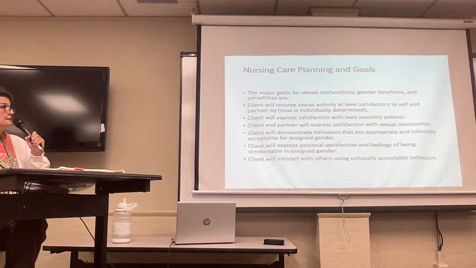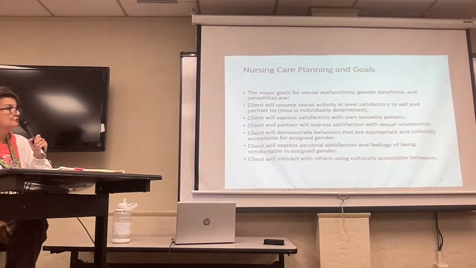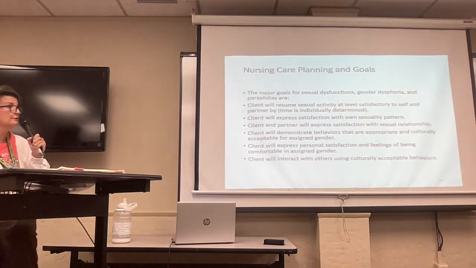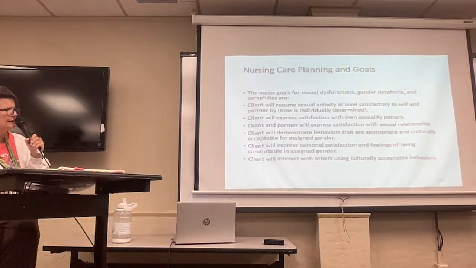These are the nursing care plans and goals for these patients. The major goals for sexual dysfunction, gender dysphoria, and paraphilias are the client will resume sexual activity at a level satisfactory to self and partner. Client will express satisfaction with own sexuality pattern. Client and partner will express satisfaction with sexual relationship. Client will demonstrate behaviors that are appropriate and culturally acceptable for their assigned gender. Client will express personal satisfaction, feelings of being comfortable in their gender, and client will interact with others using culturally acceptable behaviors.